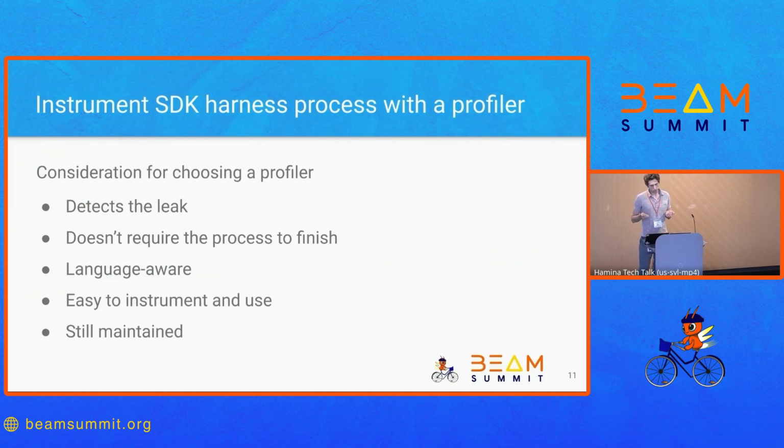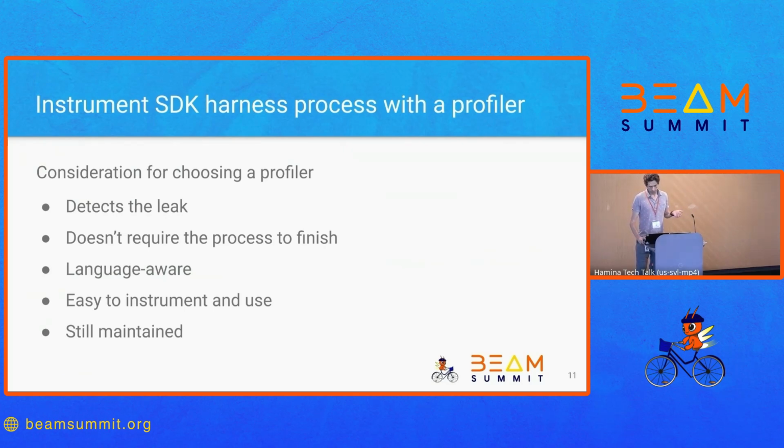One reason why we could not use the instrumentation already available in the Beam SDK was that when we analyze the heap dumps that Beam can collect, we can only see the Python portion of the heap dump, and we did not see the leak in the Python heap. So it was clear that the leak was somewhere outside, in the native allocations, and we were not able to detect that with Beam itself.